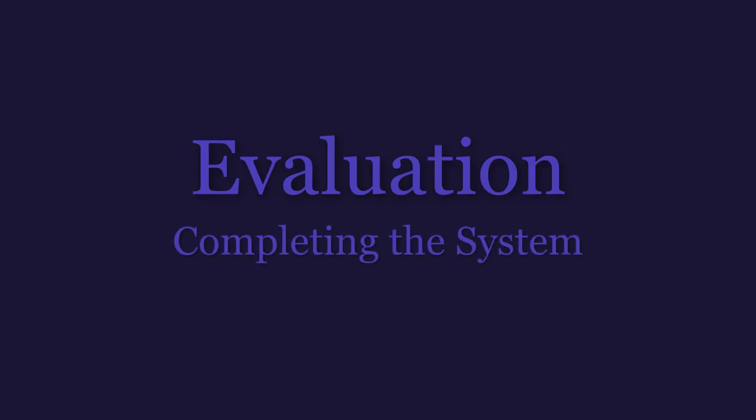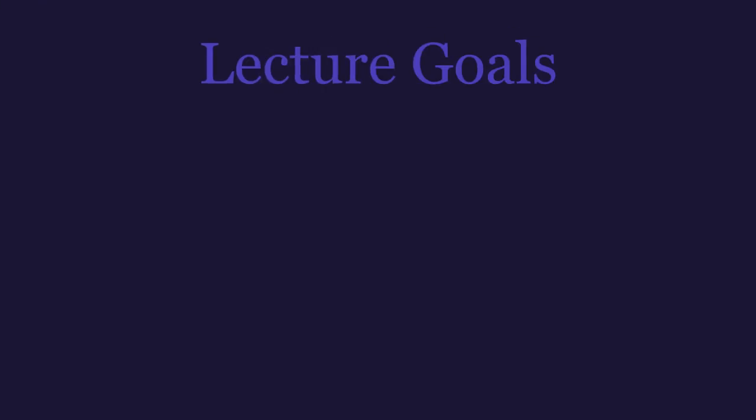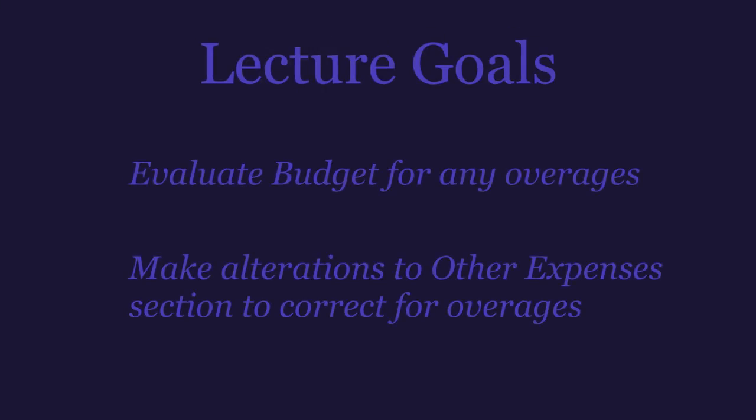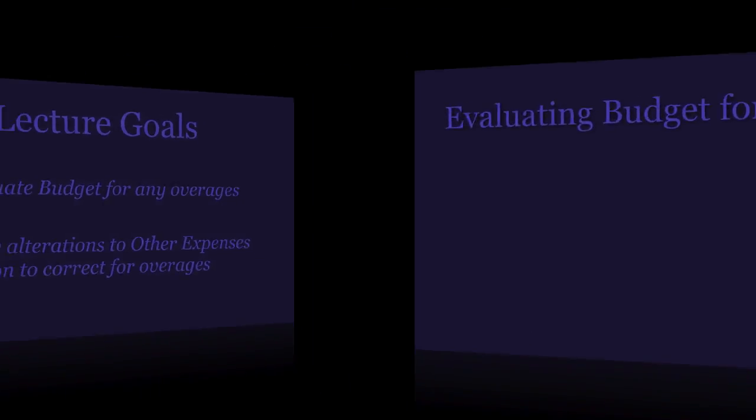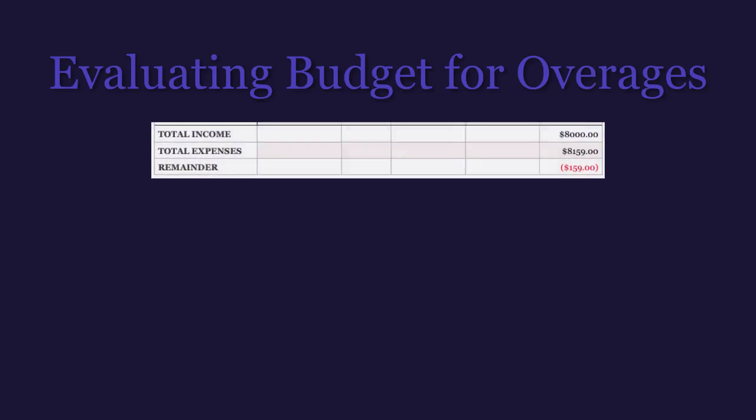This is in our completing the systems section, and we're basically evaluating the condition of our spreadsheet at this point. So our lecture goals for this particular lecture are to evaluate the budget for any overages and make alterations to the other expenses section to correct for those overages. So first, let's evaluate our budget for overages.